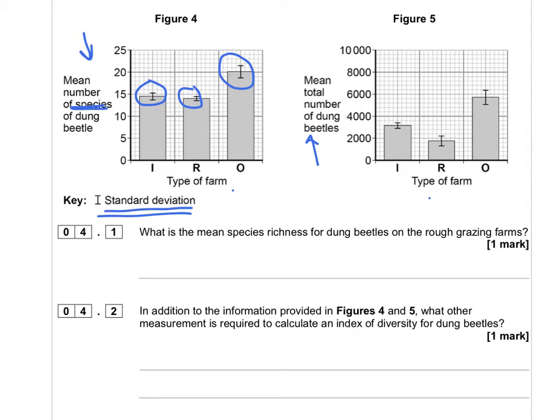So 4.1, what is the mean species richness for dung beetles on rough grazing? So we need to look at this one. Species richness, you should know, is a measure of the number of different species in a community. On rough grazing, if we read the graph through, you'll get 14. It's as simple as that.